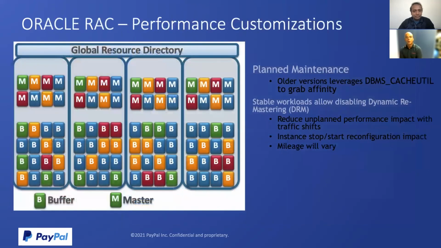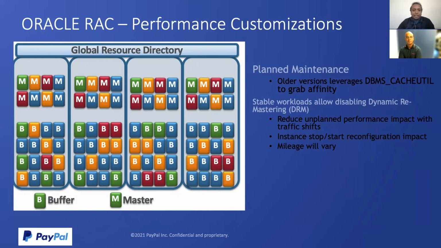Something about your customization in response to the DBMS cache util? Yeah, sure. So as I said, this has been a journey, and we were on 11.2.0.4, 11.2.0.2, and now we are on 19c. Still, some of our very critical systems are on 11.2.0.4. So these are typical optimizations we did specific to RAC.